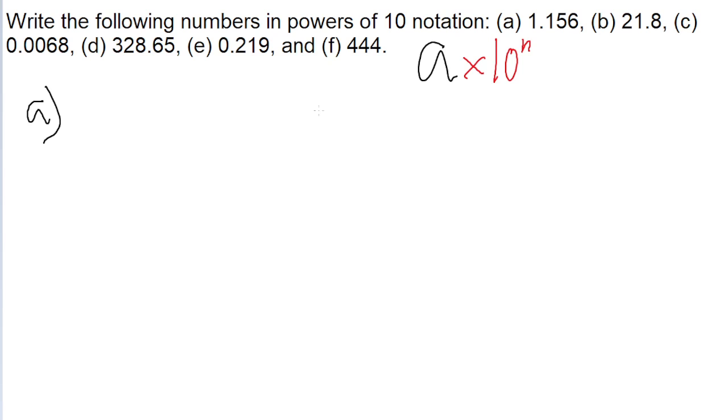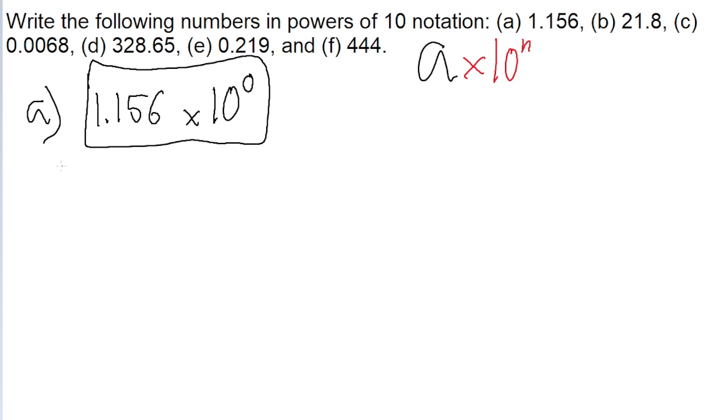So actually, part A of this problem is a pretty good example, because the number we're given in part A, 1.156, already fits this criteria. So we really don't need to do any decimal shifting or anything like that. We actually don't want this number to change at all. So instead, we multiply by 10 raised to the power of 0, because anything raised to the power of 0 is just 1, and anything multiplied by 1 is itself. So this is our answer for part A, because it doesn't change the coefficient.